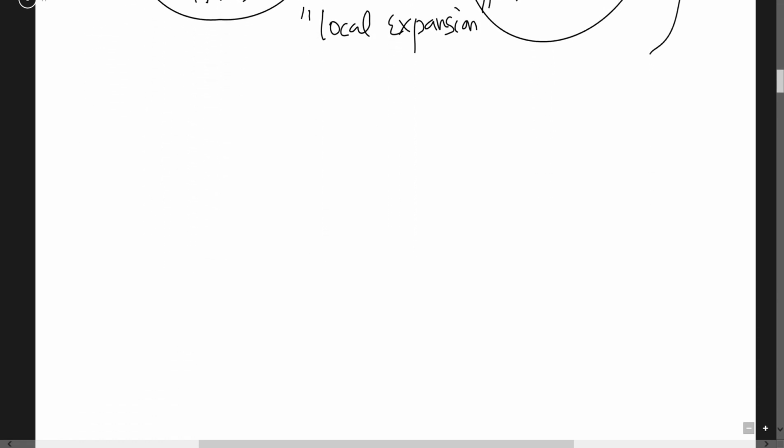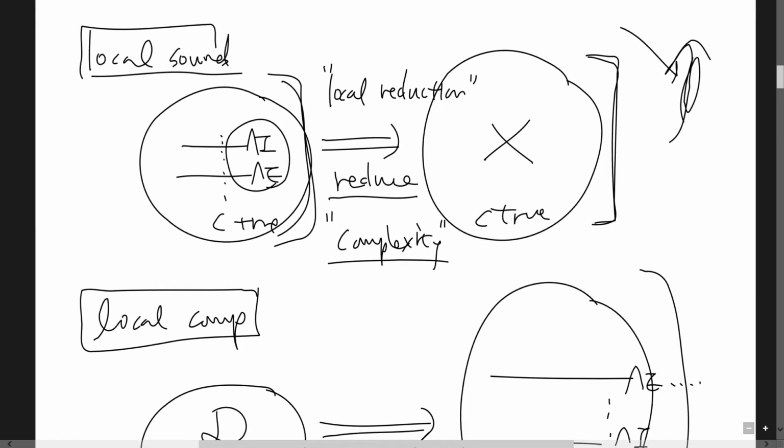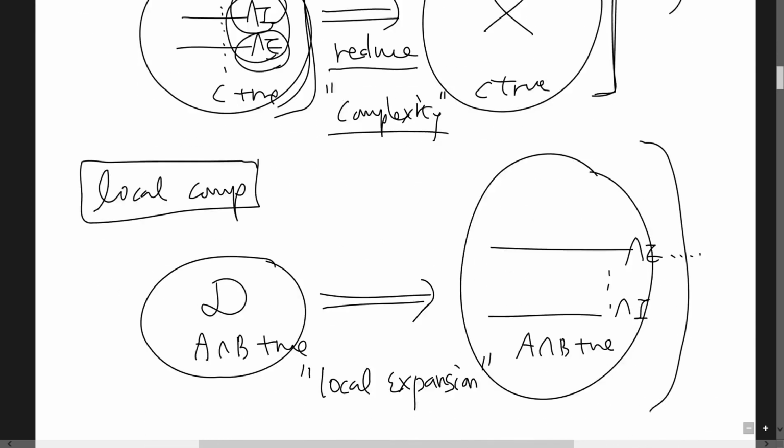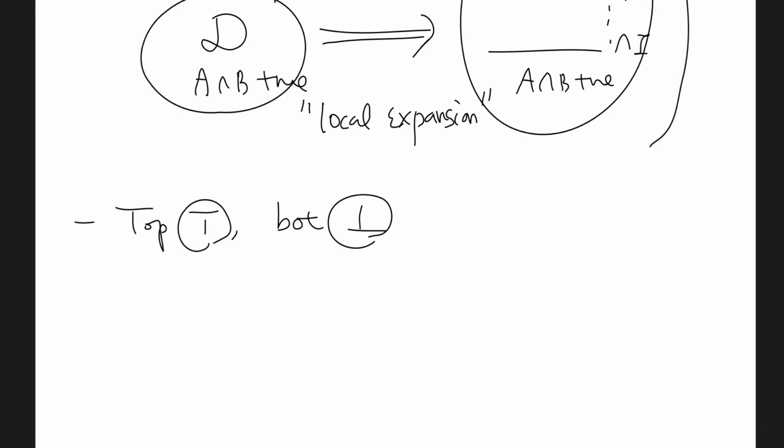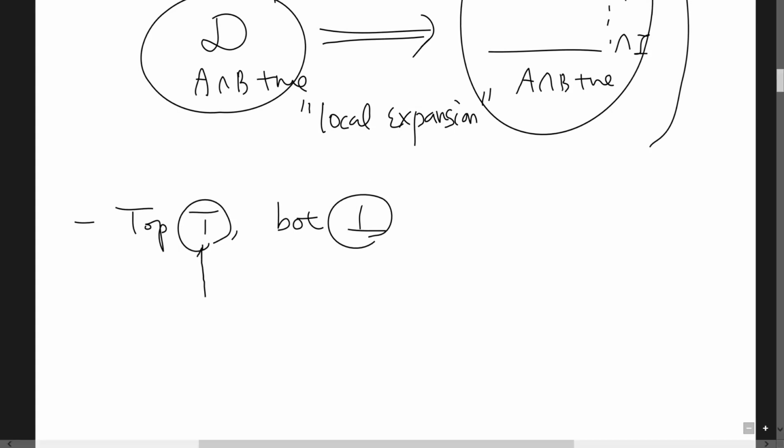Finally, let's discuss top and bottom. There's no local reduction, because in order to show local soundness or local reduction, you have to have an introduction rule and an elimination rule. But these logical connectives, top and bottom, don't have both introduction and elimination rules. In the case of top, the elimination rule is missing. And in the case of bottom, there's no introduction rule.